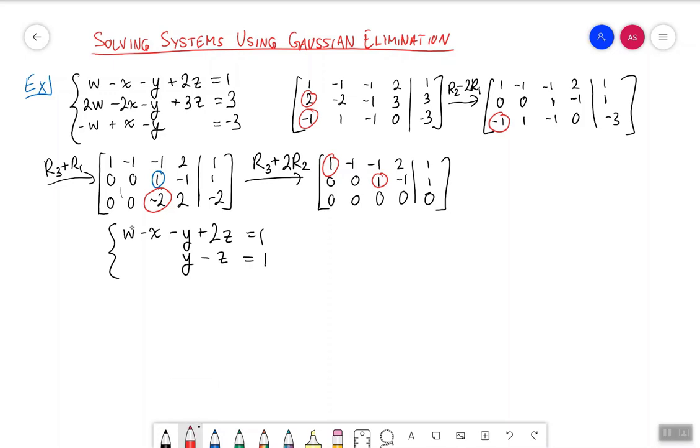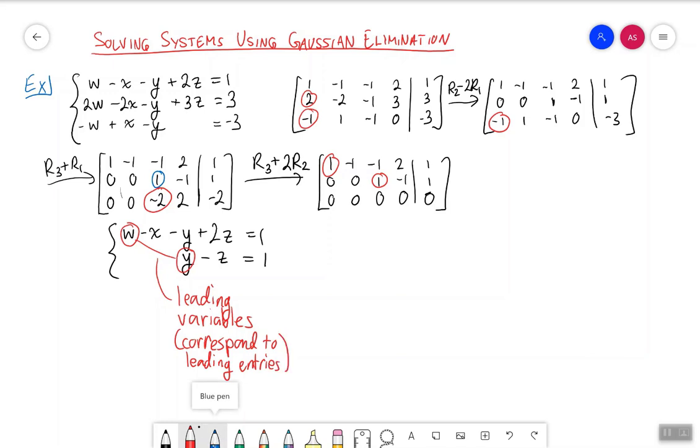Thing to note is these are our leading variables, w and y, because they correspond to the leading columns or leading entries. The other ones, x and z, are our free variables, because they're the remaining variables.